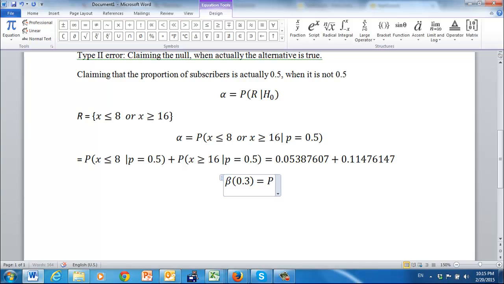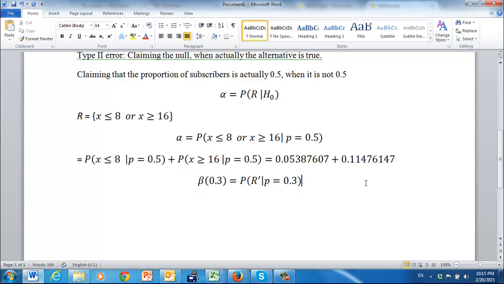Okay, what does that mean? That's the probability of not rejecting given that the alternative is true, for example p is 0.3. Now this is going to be the tricky part. So remember, this was our rejection region: x is less than or equal to 8 or x is more than or equal to 16. How can it not happen? So think about it. You have integers here 0, 1, 2, 3, 4, 5, 6, 7, 8, or 16, 17, 18, all the way to 25. So how can it not happen?